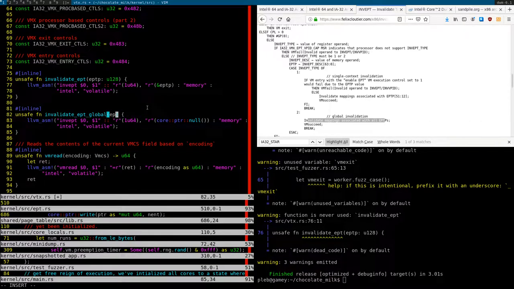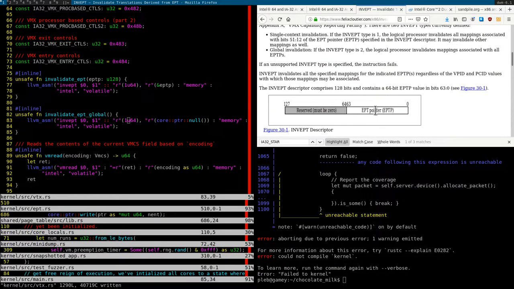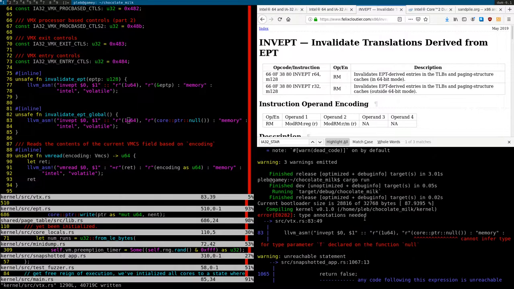So invalidate EPT global. That will do a 2U64 type. So if I do a 1U64 type, oh, and is that a physical address? No, that will be a virtual address to it. So I just want to see if this will crash. And we'll just do 0U64. And then we'll put brackets around these.